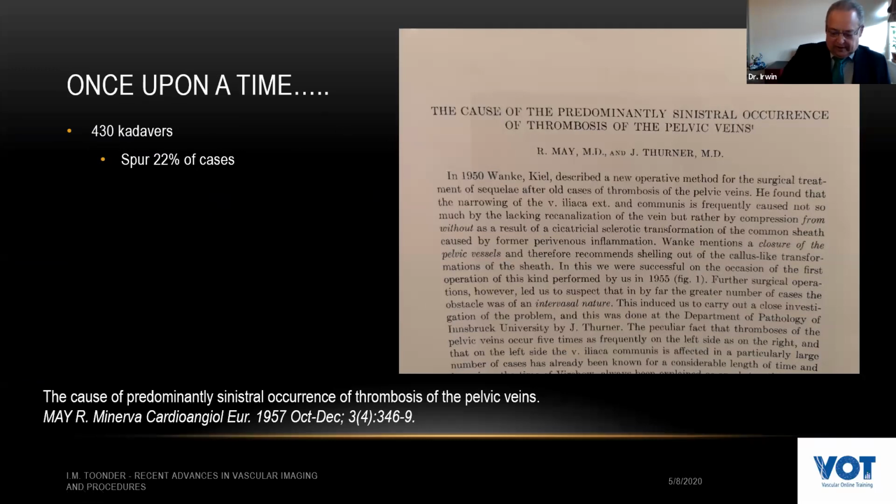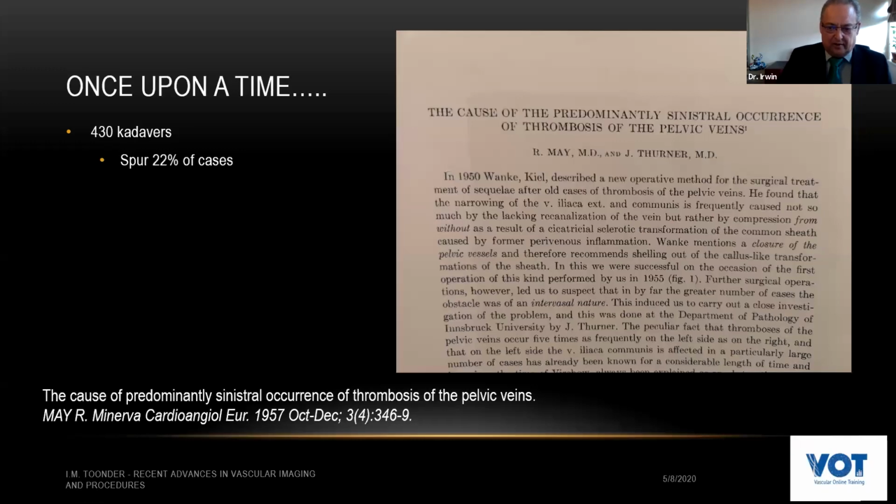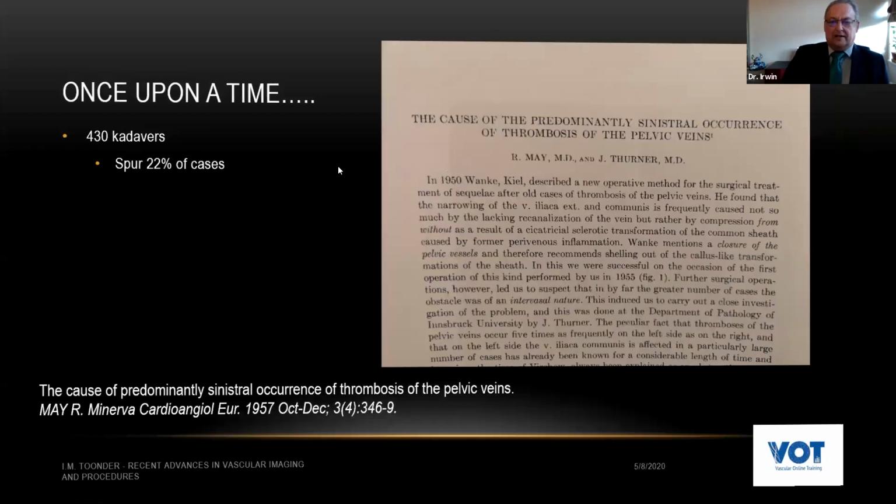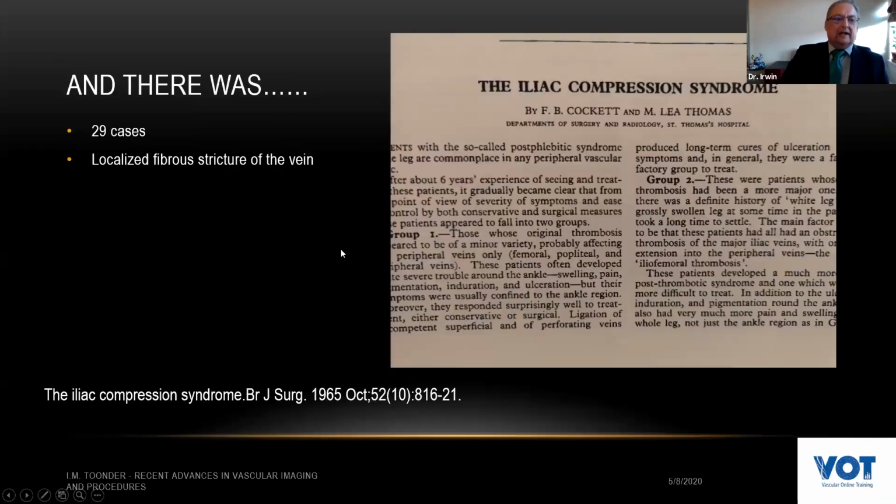So initially, they hypothesized that maybe this was due to external compression somehow. This was confirmed by Cockett in slightly fewer cases, 29 cases. And once again, we're talking about fibrous material, the fibrous stricture of the vein. And this is what we have to consider. We have to go back to the roots before we start talking purely about compression.